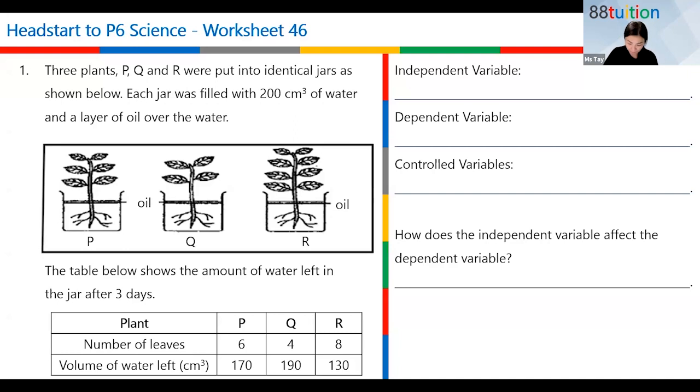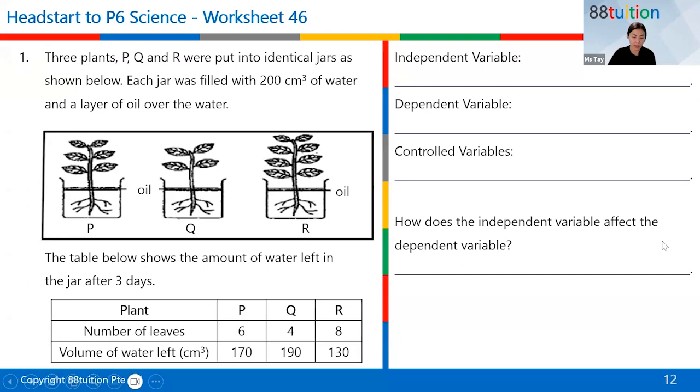Okay, let's continue. When we look at these questions, 3 plants, P, Q, and R, were put into identical jars as shown below. Each jar was filled with 200 cm³ of water and a layer of oil over the water. So what is the independent variable that you can recognize here? Independent variable. We also call it the change variable. Those who want to answer, you can.